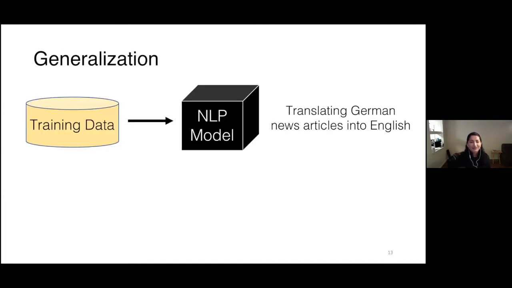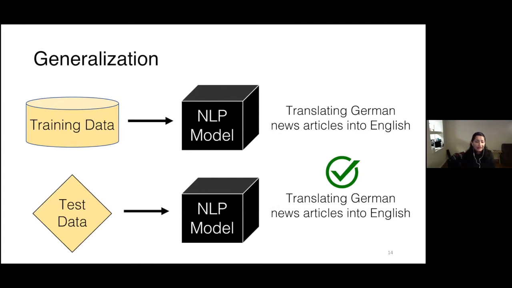Let's take a closer look at what I mean by generalization. The dominant paradigm for building NLP models is to train them to perform a single task learned from a fixed and often single domain training data set. For example, here, translating German news articles into English. Then when we want to evaluate this model, we measure its performance on unseen test data from the same or very similar data distribution. This provides an indication of how well the model generalizes.